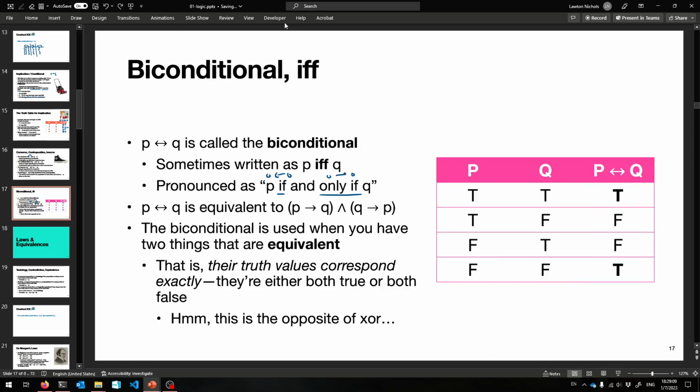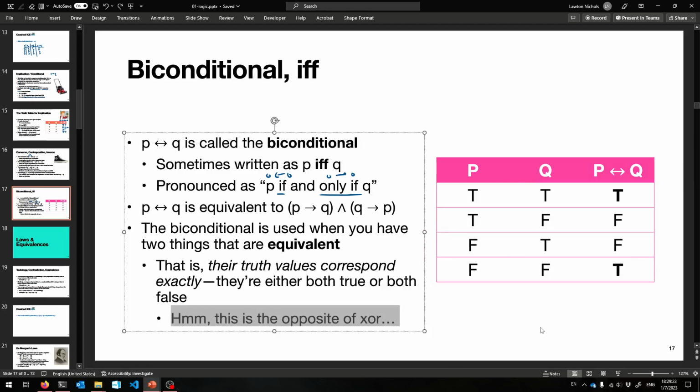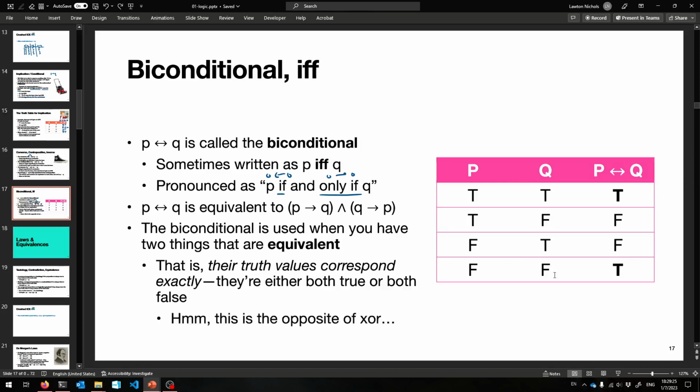Because the question was, are they the same? Does that make sense? So their truth values correspond exactly. That's what it means to be true in the biconditional. All right. Technically, this is the opposite of exclusive OR. You do the exclusive OR and you negate. That's another way to create the biconditional. Isn't that cool? So it just means they agree. It's true when they agree. It's okay if they're both false. It still means they agree.